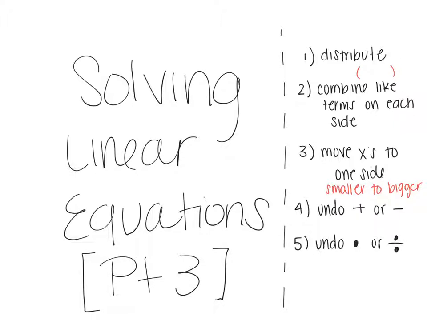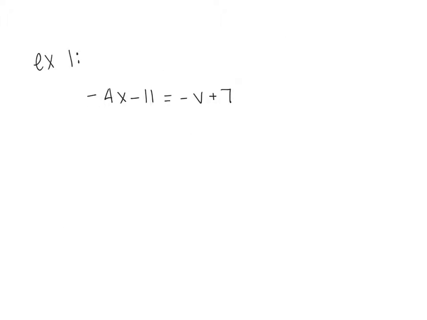So once you get to step 4, it has then just turned into a two-step equation like we had in the last section. So let's get some examples. So the first example is negative 4x minus 11 equals negative x plus 7. So I go through my steps. 1, do I have parentheses? Do I have to distribute? No. So I skip it.